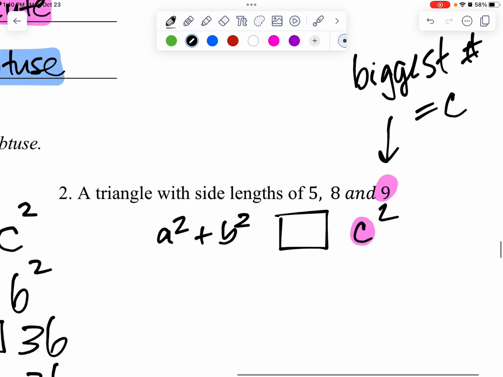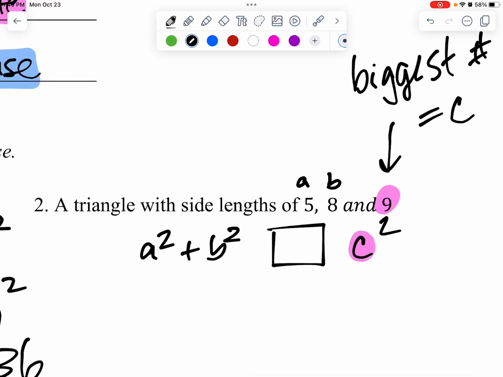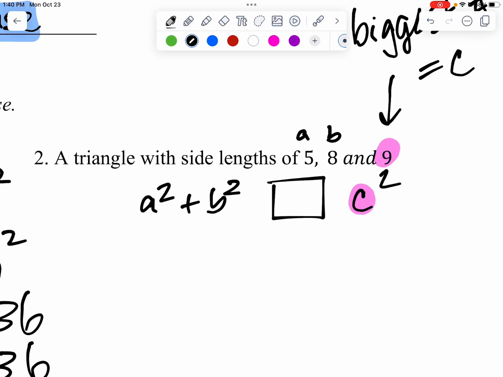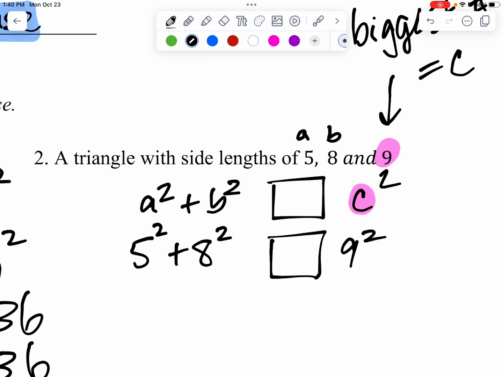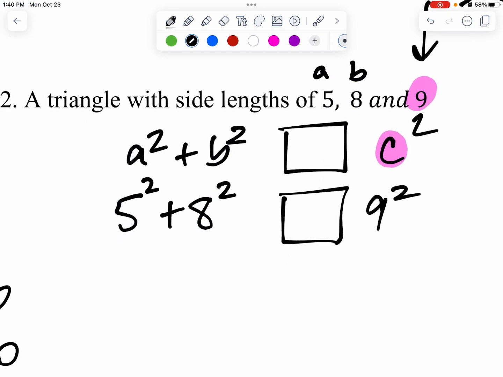So now I'm going to plug in my other numbers. The other two don't matter. This will be the A, this will be the B. So instead of A, I'll put 5 squared. Instead of B, I'll put 8 squared. I don't know what goes in the box, but the C is the 9 squared, okay? So instead of A, I put 5, and instead of B, I put 8. Cool?